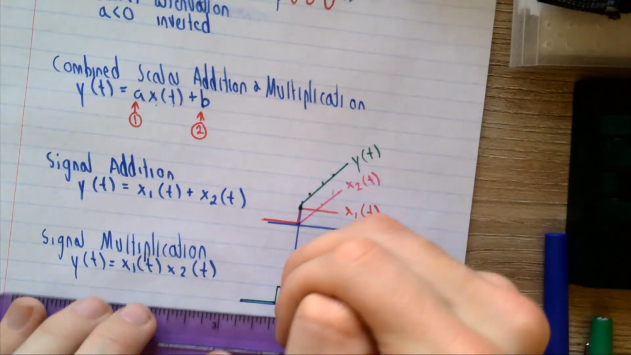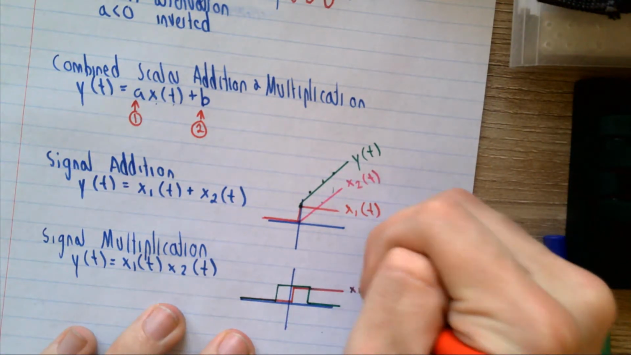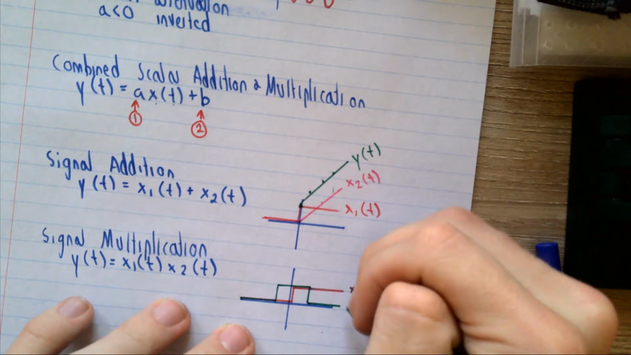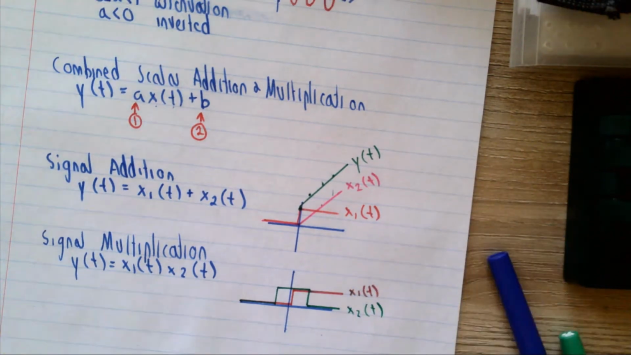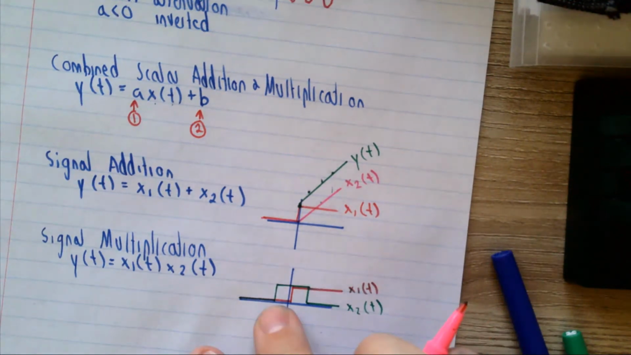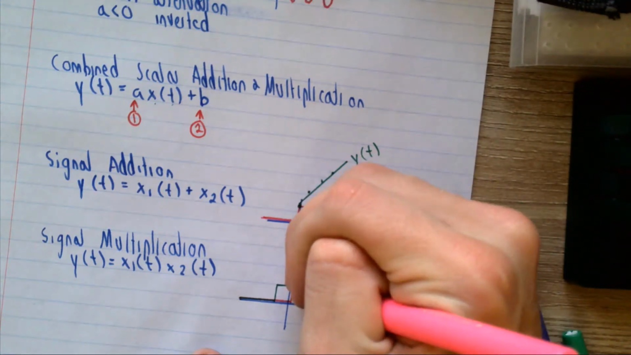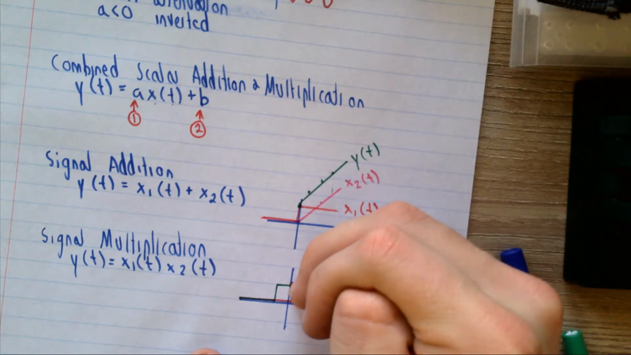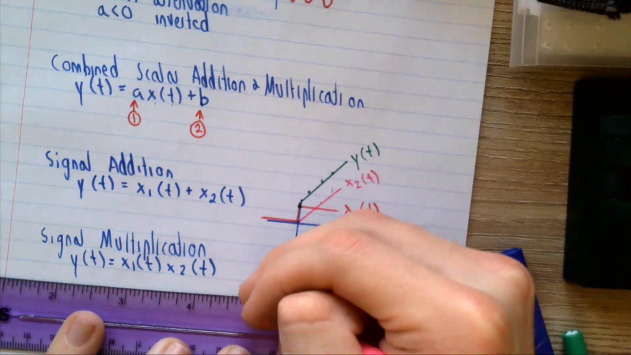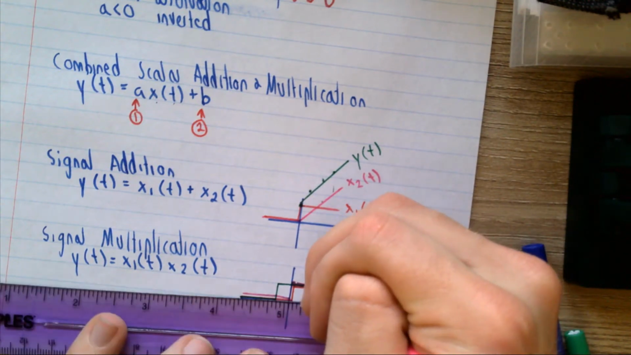So this one's going to be x1 of t. This one here is going to be x2 of t. And so my output, y of t, if we just multiply these two, well, 0 times 1 is 0. 1 times 1, so here, 1 times 1, 1 times 1, this produces 1, then here it's 0 again. So basically you have 0 before time 0, and then it comes to 1, and then goes back to 0 here. And so you just multiply the two by each other, and you go point to point.